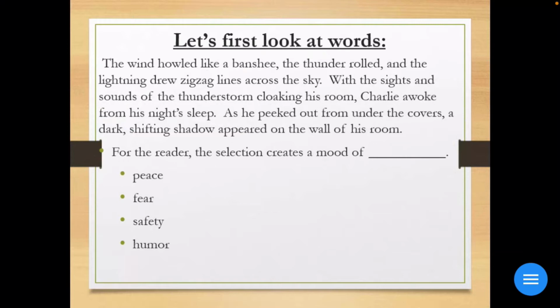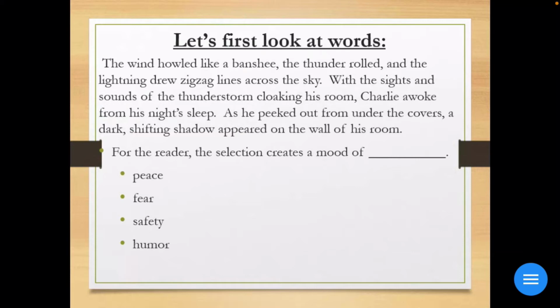So banshees, they're kind of scary. That might be fearful. Thunder, I don't know about you, but my dog's really scared of thunder. Lightning, it can hurt you if it gets you. And he also peeked out from under the covers and saw a dark, shifting shadow. So the fact that he had to peek out from under the covers means he's already afraid. And the shifting shadow would be really spooky to me if I saw it on the wall of my room.